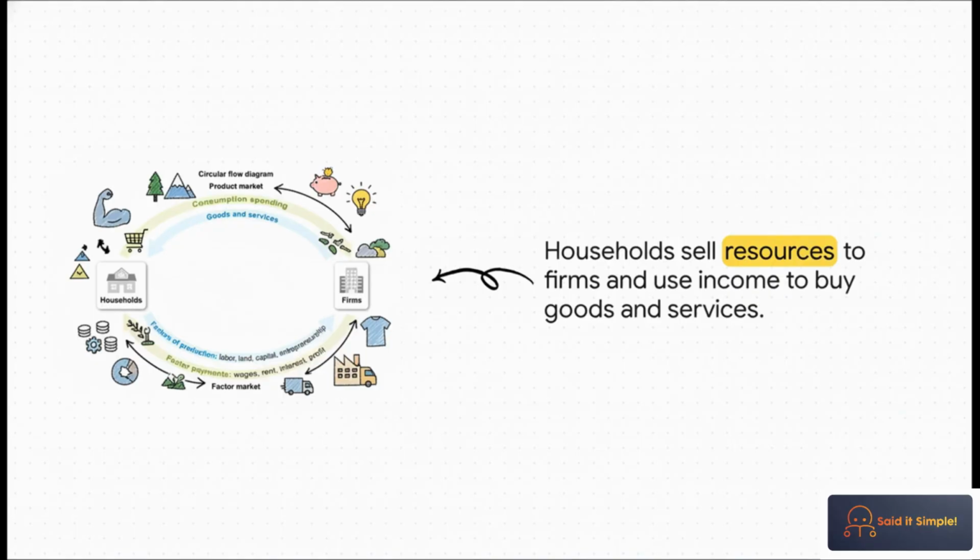And then on the other side, you've got firms. They're the producers. They take all those ingredients, what economists call the factors of production, and they use them to create the goods and services we all want to buy. And this whole exchange happens in two key places: the factor market, where we sell our labor and resources, and the product market, where we spend our money on their stuff.